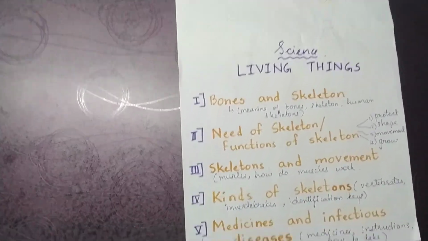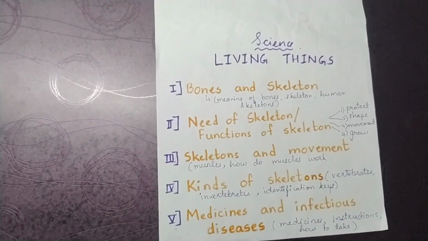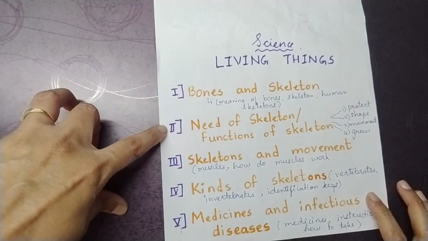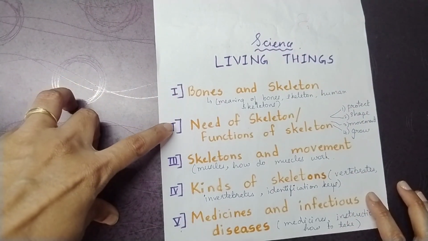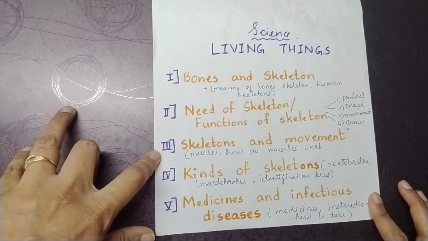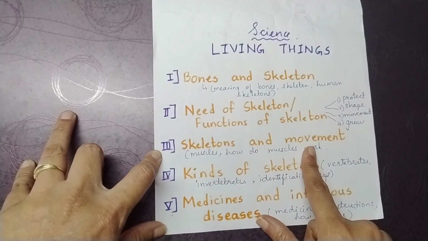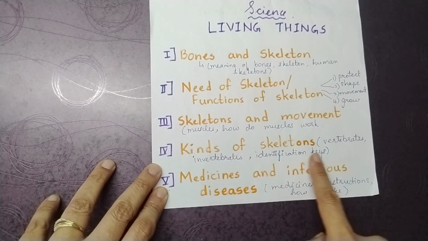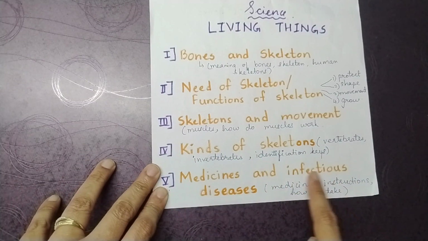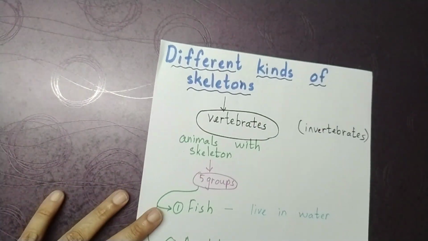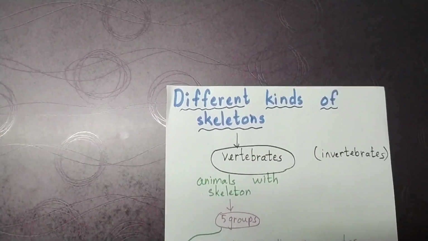Friends, as you all know, in my previous video I covered the first three subtopics of living things: bones and skeleton, the need of skeleton or functions of skeleton, and skeletons and movement. Now in this video, I will be covering the fourth and fifth points, and those are kinds of skeletons and medicines and infectious diseases. Okay, so let's start. What are the different kinds of skeleton?